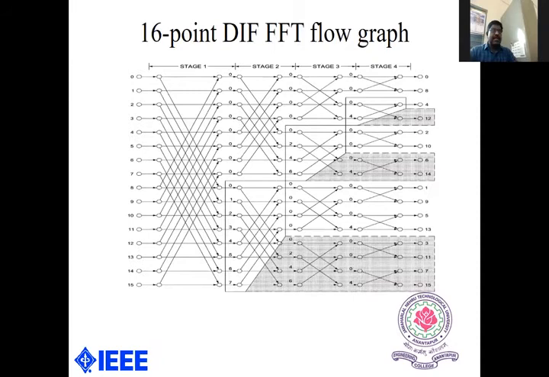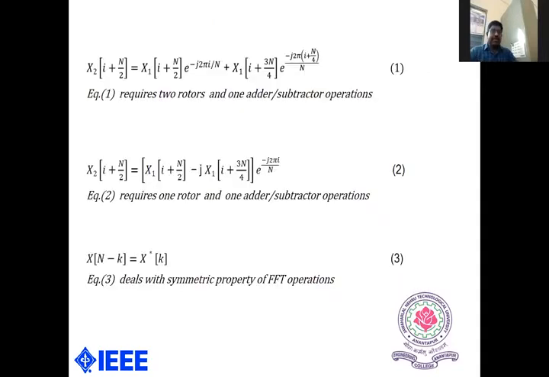This is the basic 16-point decimation in frequency FFT flow graph, where the colored portion can be removed because of the symmetric property of FFTs. In order to understand the symmetric property of FFTs, equation 3 deals with it: X of N minus k equals X conjugate of k.